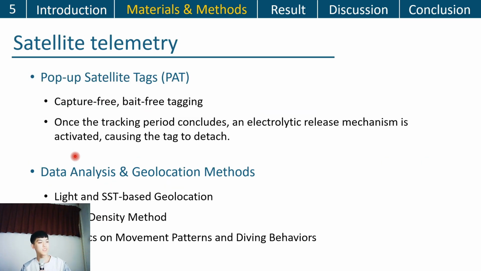Okay, and this slide is their materials and methods. The research team used pop-up satellite tags, and this tag is special. When the study finishes, the tags will automatically fall off from the shark, and float on the surface. Then the research team can use the satellites to get the detailed data. For the data analysis, they use light and sea surface temperature-based geolocation and the kernel density method. And they also researched their movement patterns and diving behaviors.